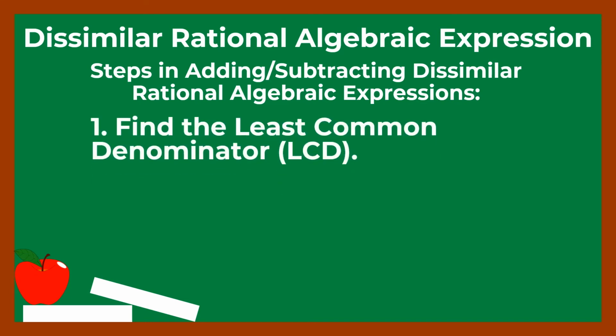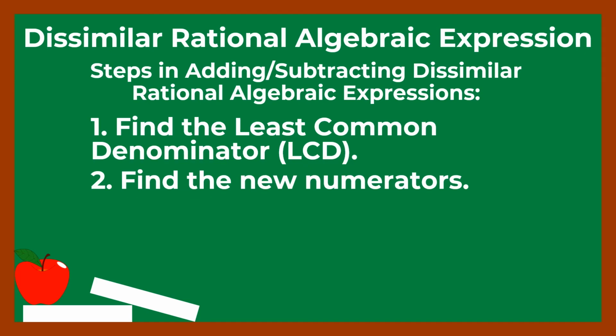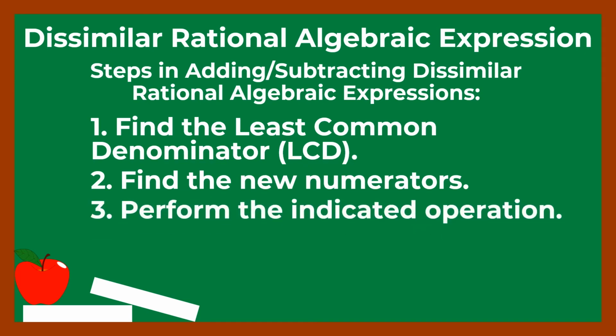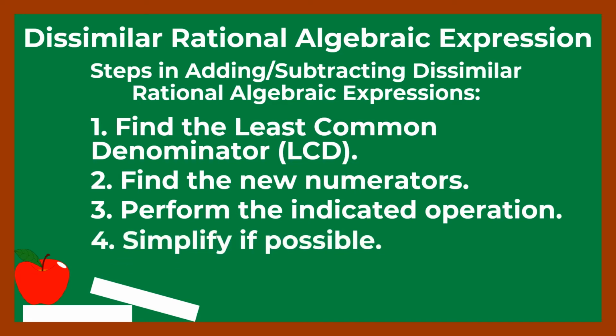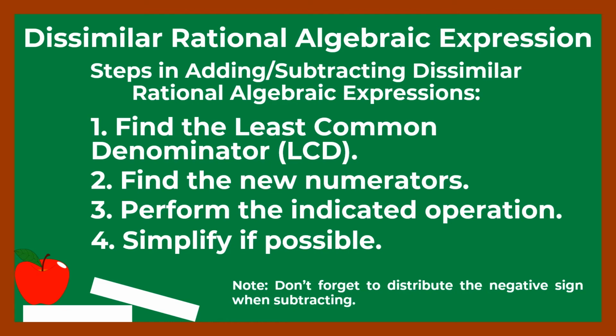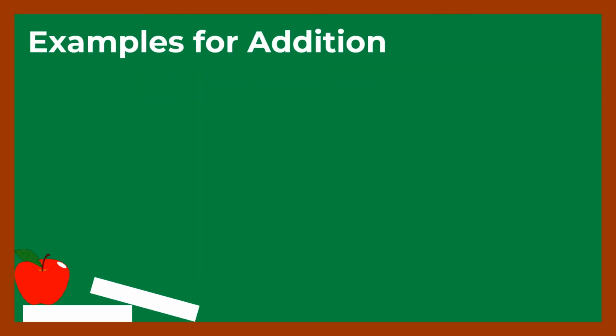So we have step 1, find the least common denominator. Step 2, find the new numerators. And then step 3, perform the indicated operation if it is addition or subtraction. And then number 4, simplify if possible. Then we have a note here that don't forget to distribute the negative sign when subtracting. Okay, now let's try some examples for addition.